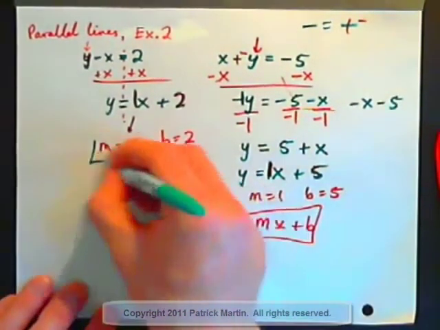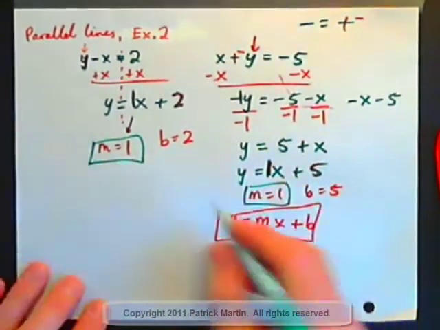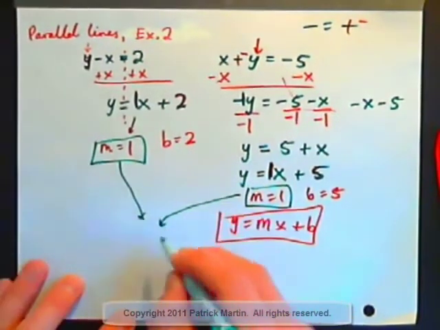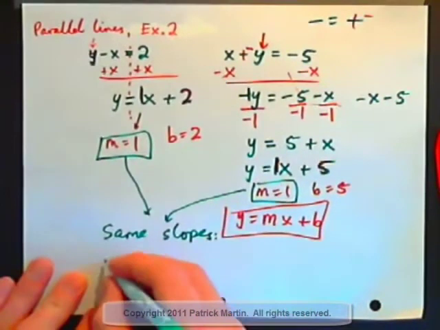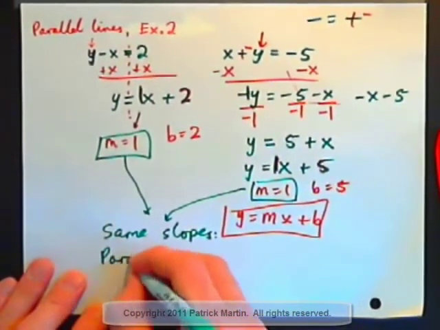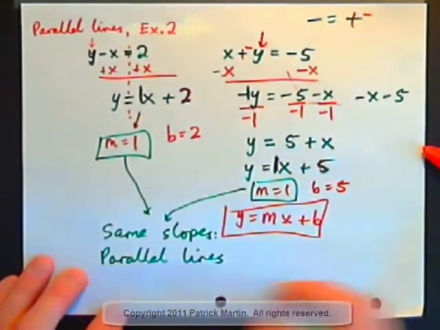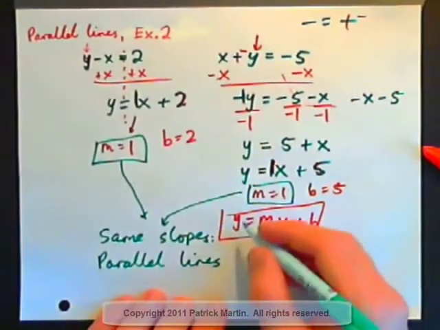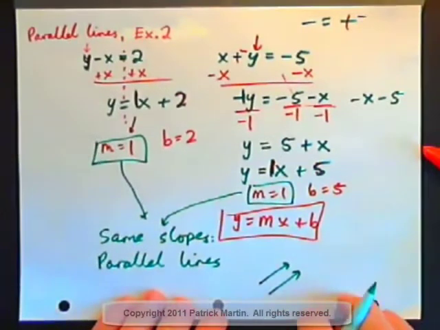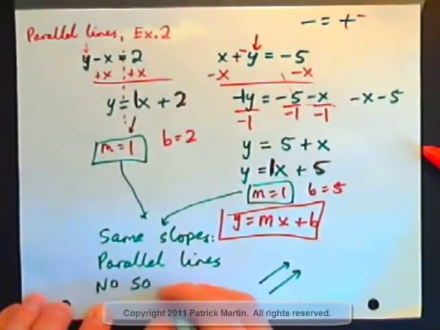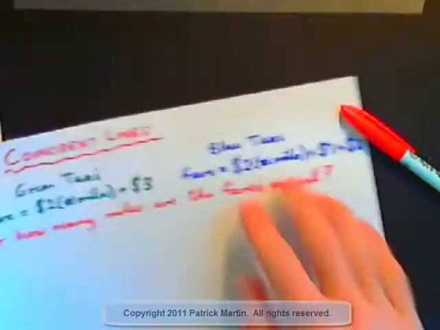So again, m equals 1 on this line, and m equals 1 on this line. Because we have the same slopes, that means the lines are parallel. And therefore, there's going to be no solution, because if I graph them, they would have the same slope. They would look like this, okay? They'd be parallel to each other. So there'll be no solution. Okay, coincident lines.